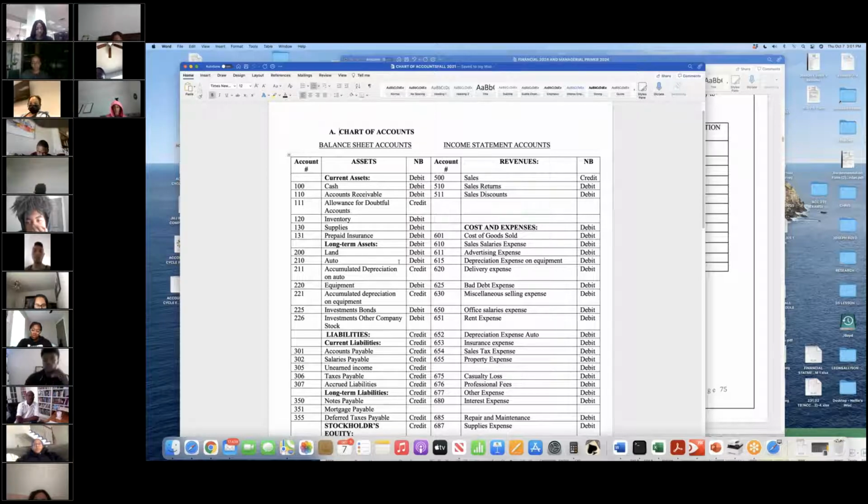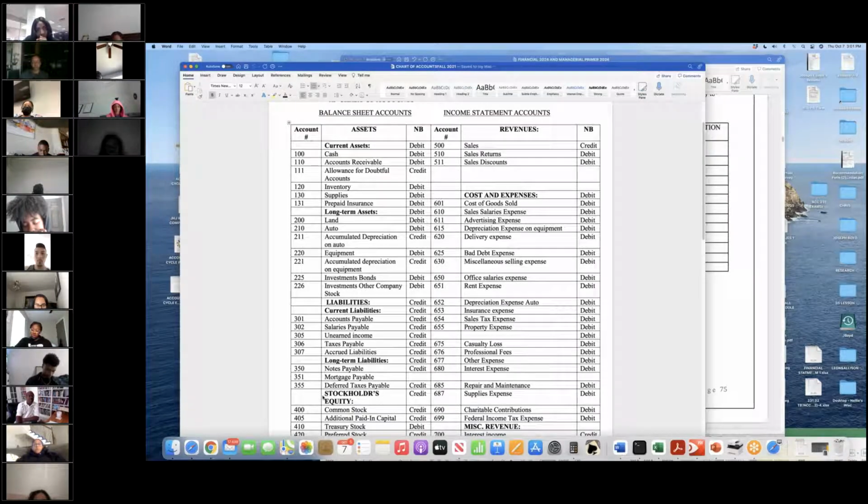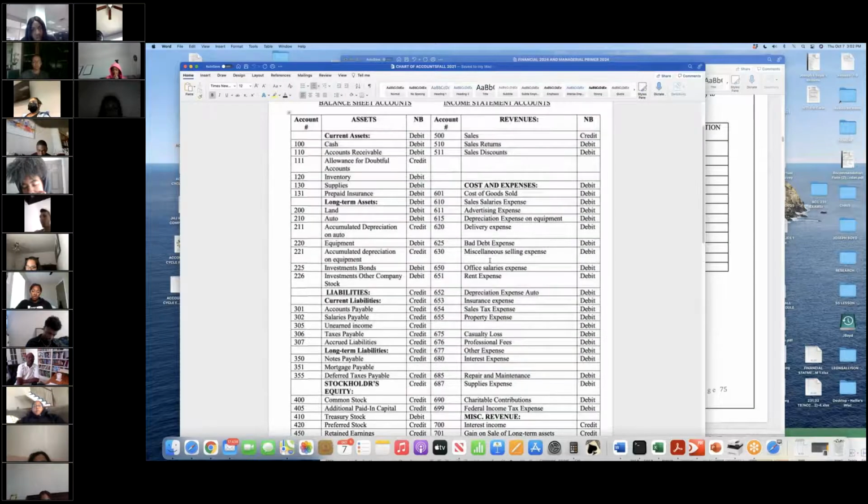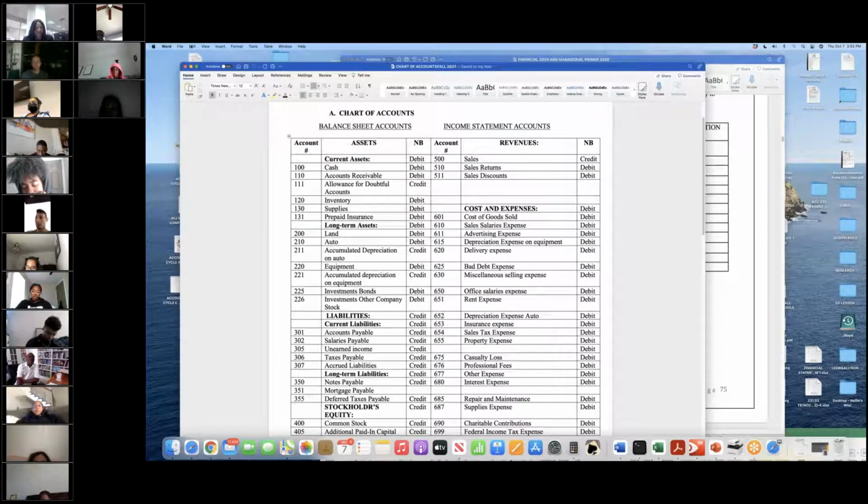So when you have an adjusting entry, it can't be cash, but it needs to be a balance sheet account from accounts receivable all the way probably down to deferred tax. And it needs to be an account on the income statement side, from sales all the way down. So always keep that in mind, please.